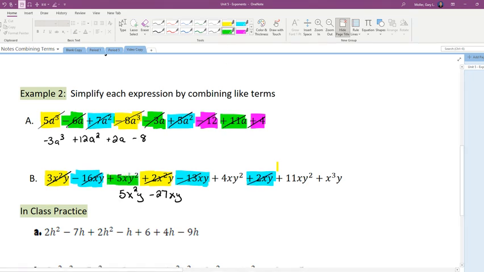Positive 5xy squareds. Here's some more xy squareds. Here's some more xy squareds. So I'm going to add all those together. 5 plus 4 is 9, plus 11 is 20. And then, unless I've made a mistake, I've only got one of these. I'm just checking back. I don't have any x cubed things anywhere. So yeah, that's just a standalone. So plus x cubed y. And I think I got them all.